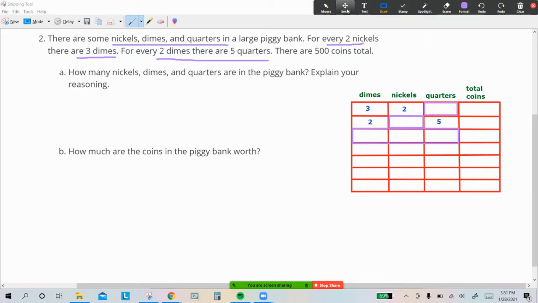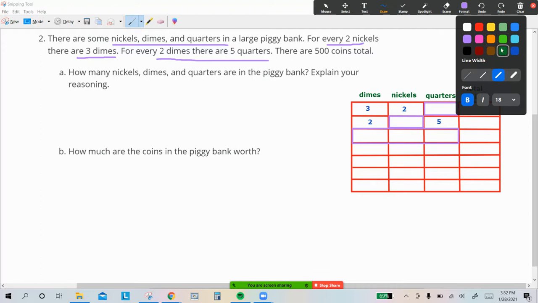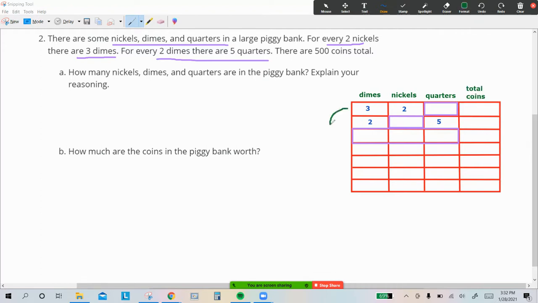So I'm going to double the top row, times 2. That means we get 3 times 2 is 6, and 2 times 2 is 4. So we can't double this 5 because we're only doubling the top row.